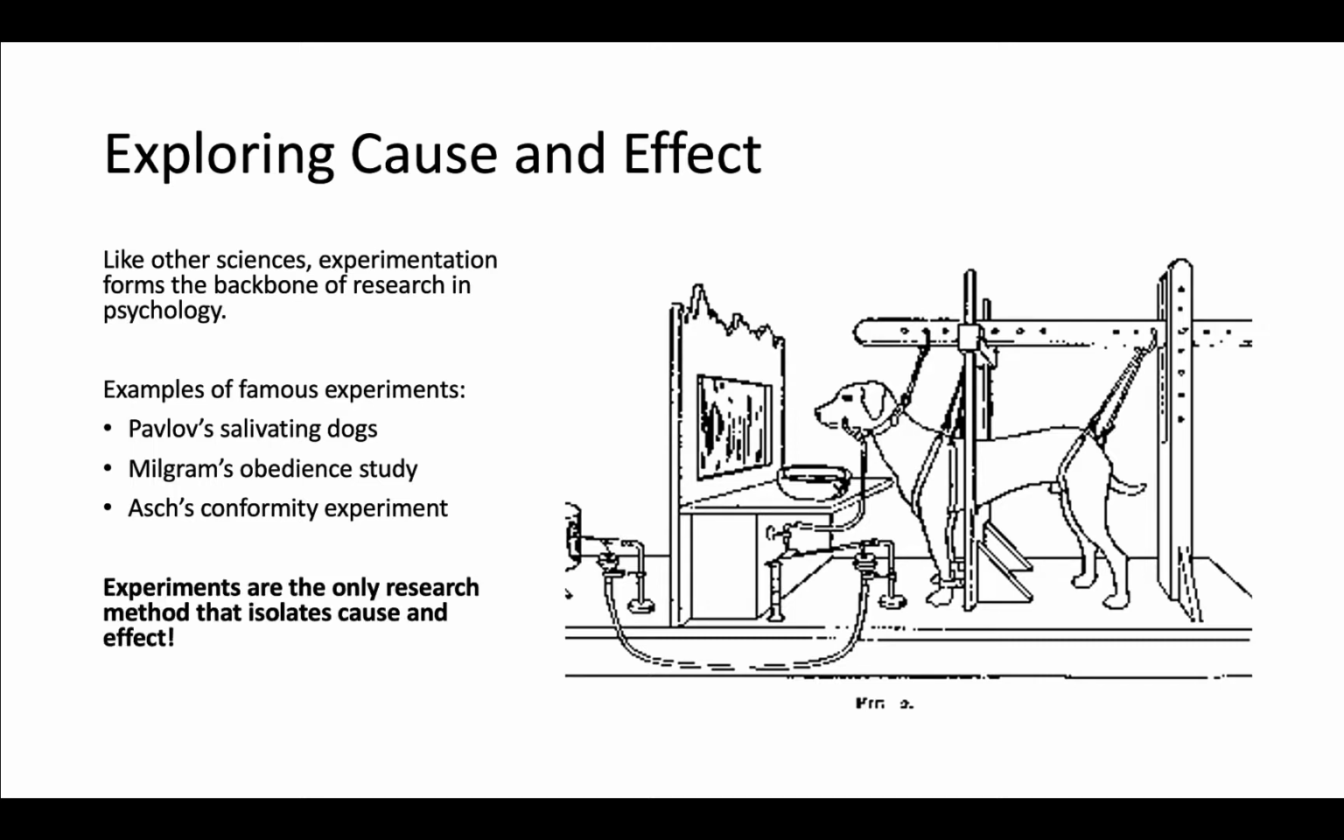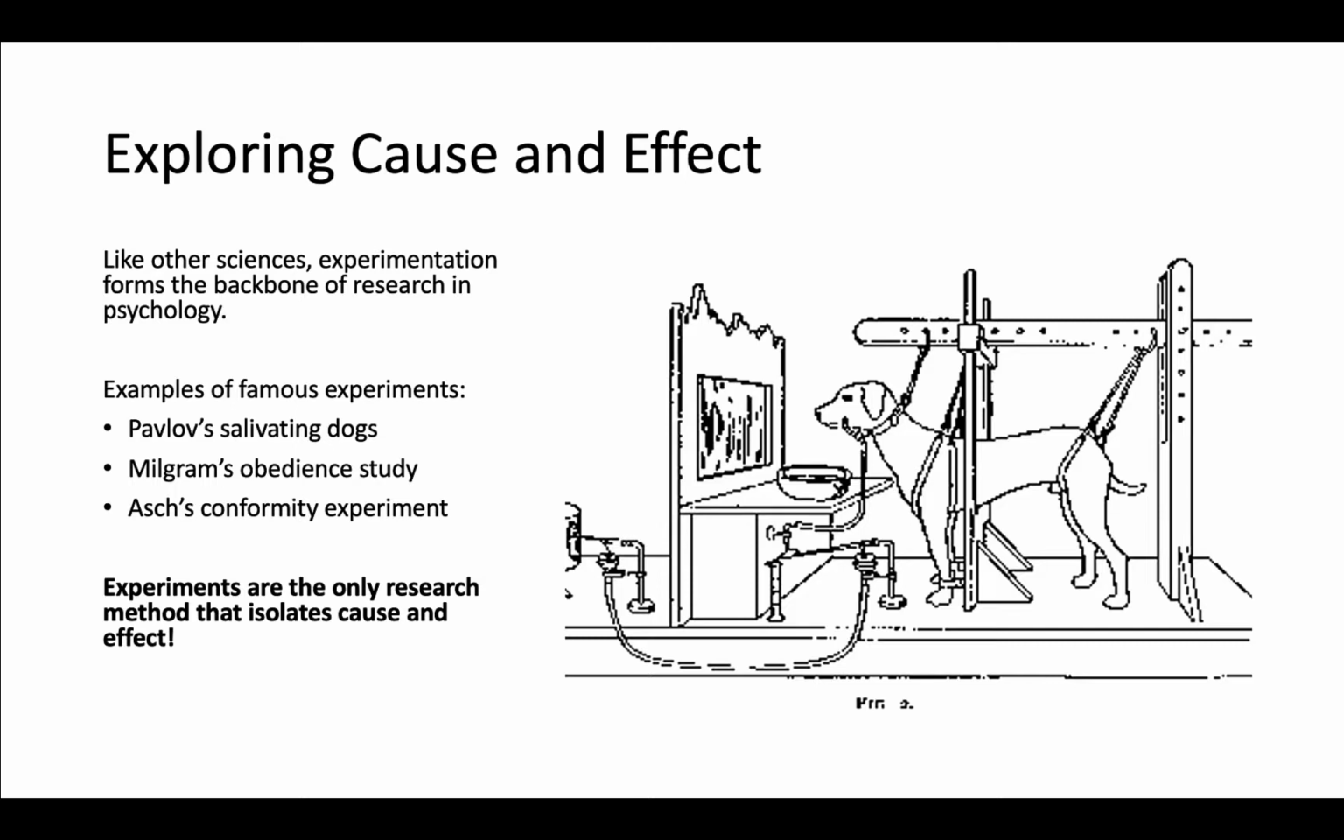So again, it's crucial that you understand that experiments are the only research method that can actually isolate cause and effect. It's the only method that allows you to determine that one variable actually caused the other. We talked about variables in research and the relationship between variables. But in correlation, the only thing that we know is that there's a relationship between the variables.